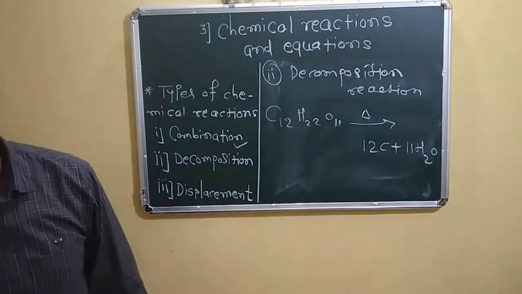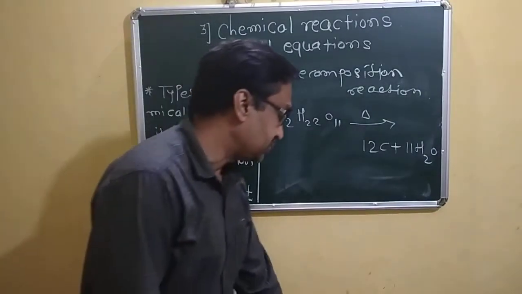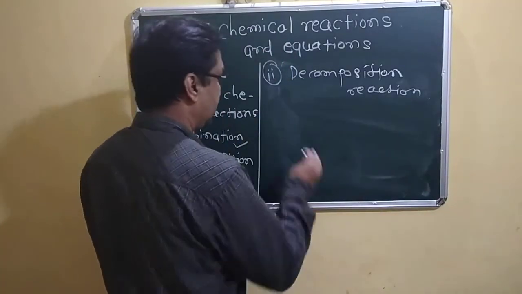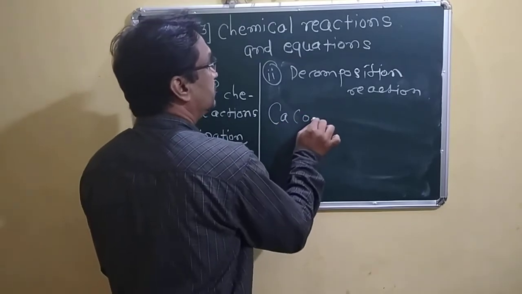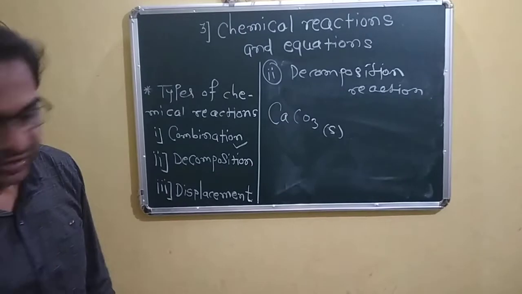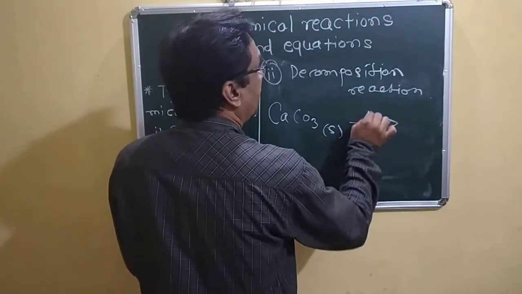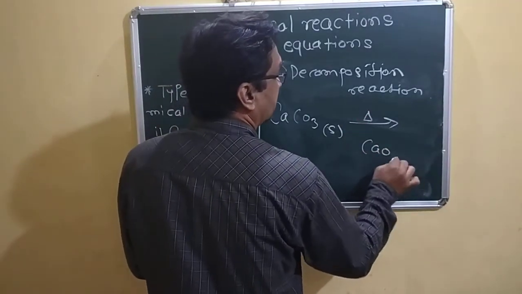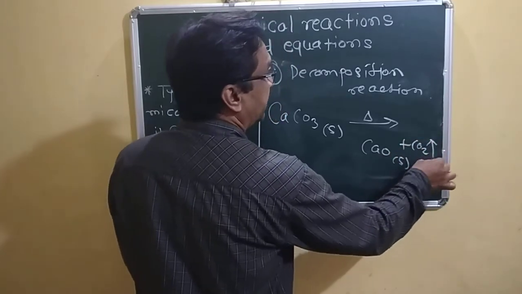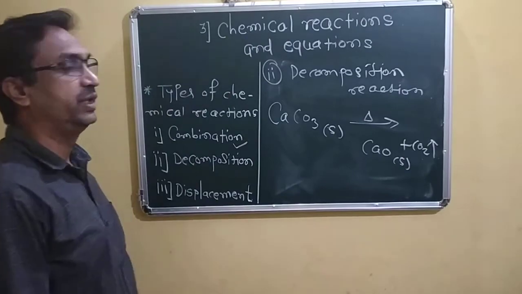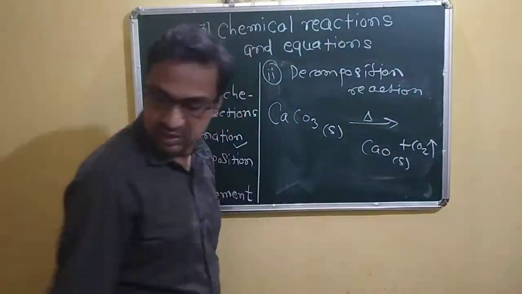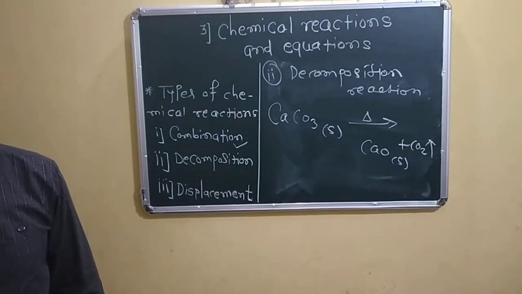Another example they have provided is calcium carbonate, CaCO3, which is in solid state. On heating we form CaO, which is in solid state, plus CO2. The upward arrow indicates that CO2 is a gas, while CaO is a solid.